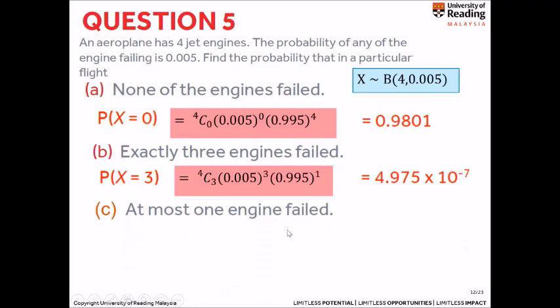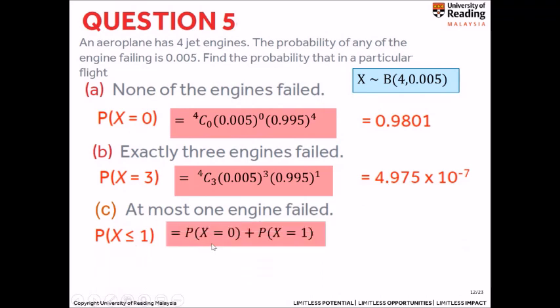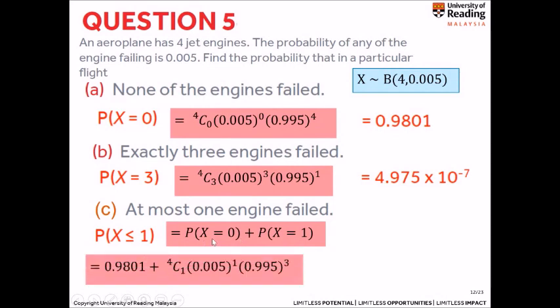C, at most 1 engine fail, meaning you have less than or equal to 1. So in this case, you have 2 possible outcomes. That means there is no failure plus only 1 failure. We have worked out the answer for part A, where X equal to 0. So we will just use the answer of the part A. We don't have to calculate again.